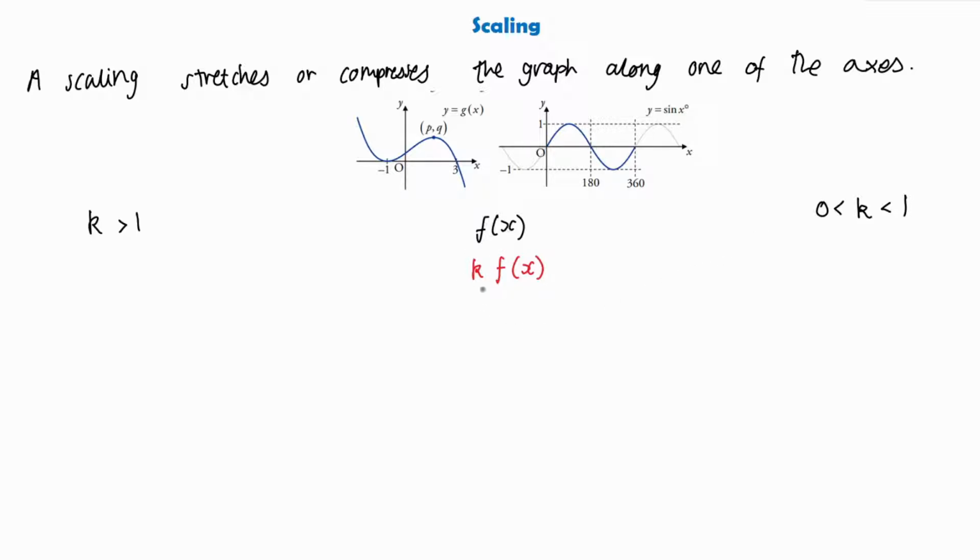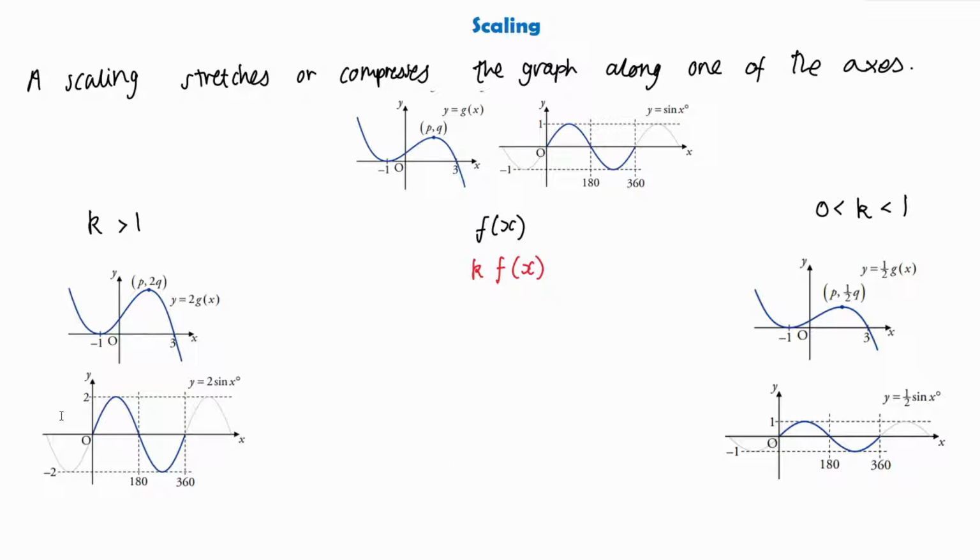And as we remember, if k is negative, that will also do a bit of reflecting. So here I have put in our two instances. As we can see, the y-coordinate of each point on the graph is going to be multiplied by the value of k. However, the roots are going to be unaffected.